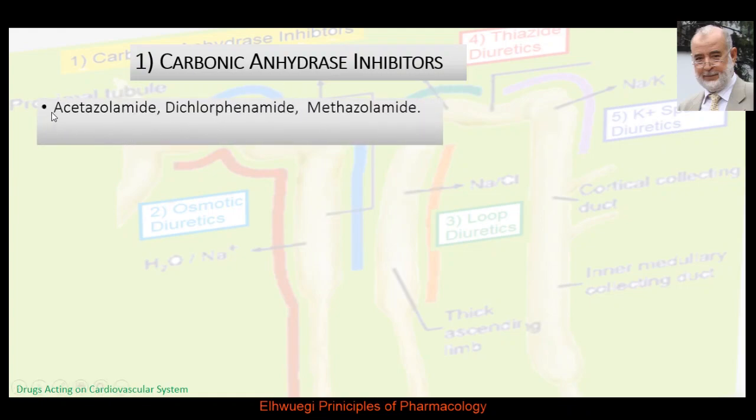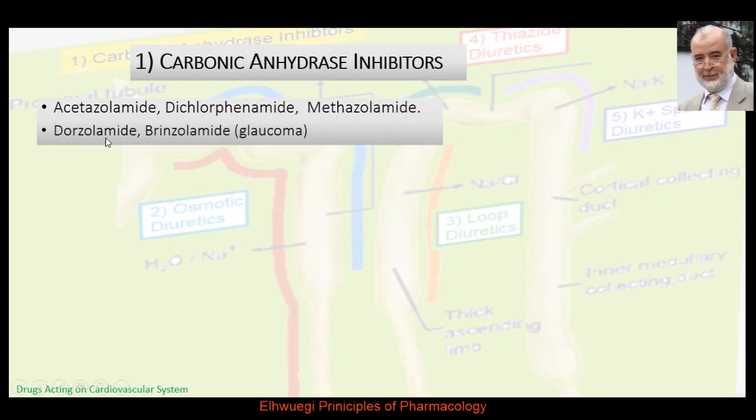The most famous example is acetazolamide, which is the prototype carbonic anhydrase inhibitor. We never forget acetazolamide. And the other amides like dichlorphenamide and methazolamide. As you can see from their names, they are sulfonamides in structure. Because they are sulfonamides, you expect that they will produce allergic reactions, as we will see later, okay?